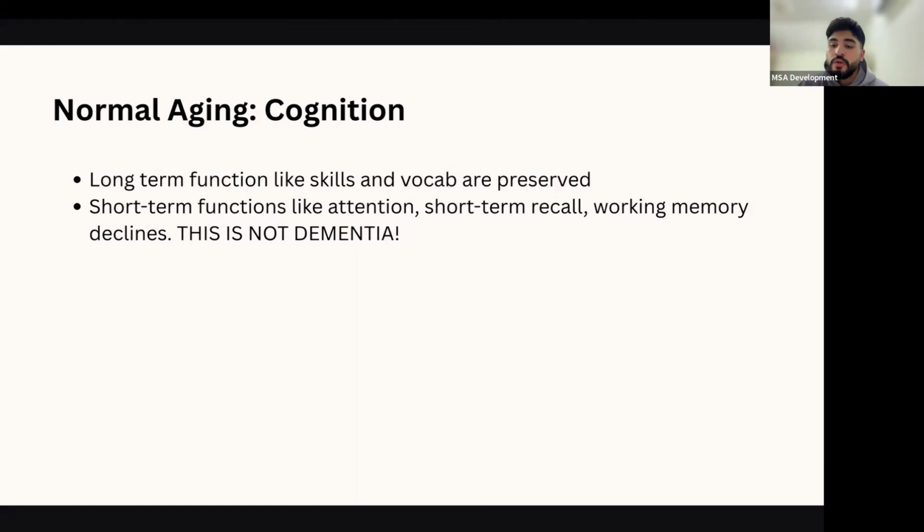Like if I go and tell a 70-year-old, where were you born? Okay, if I go tell them, do you remember, for example, lyrics to your favorite song back in the 20s? They'll be able to reply. But if we're having a conversation and let's say I said a new word, 5 minutes later, it's normal for them to forget it. Their short-term function is going to decrease a bit, like their attention, recall, and working memory. It will decline. But this is not dementia. You need to keep in mind this is not dementia. This is part of normal aging.